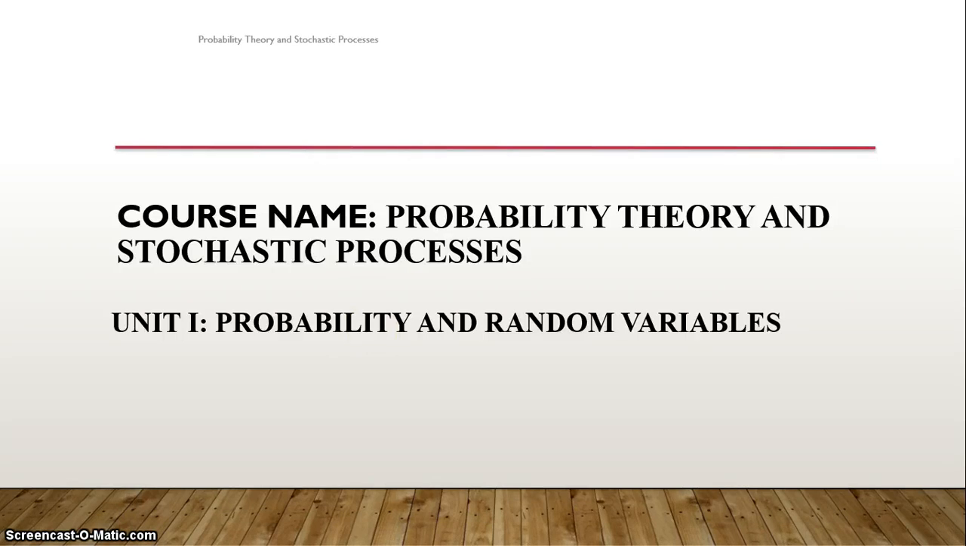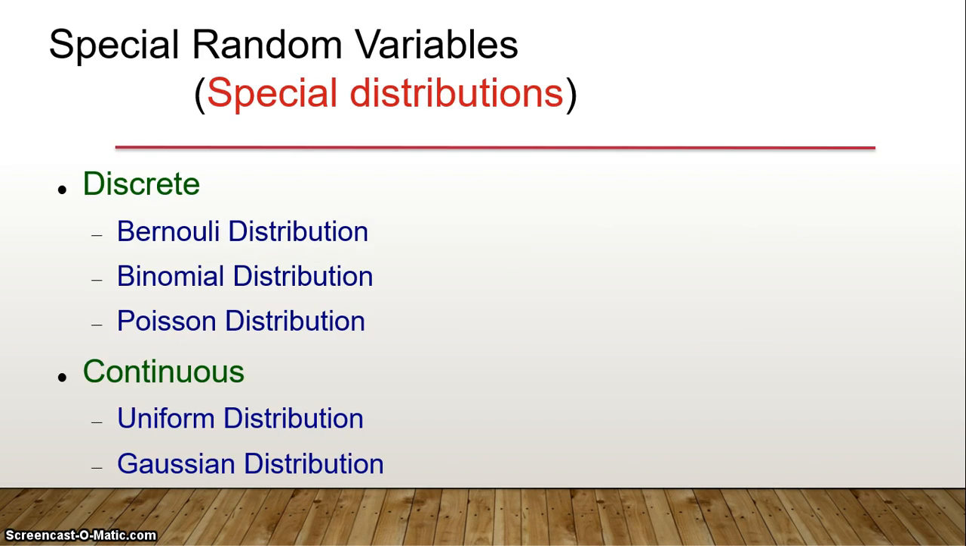Welcome to the last lecture of probability and random variables in unit 1. Here we'll deal with continuous distributions. In the last lecture we saw discrete distributions, Bernoulli, binomial and Poisson, whereas in continuous distributions we are going to see uniform as well as Gaussian distribution.